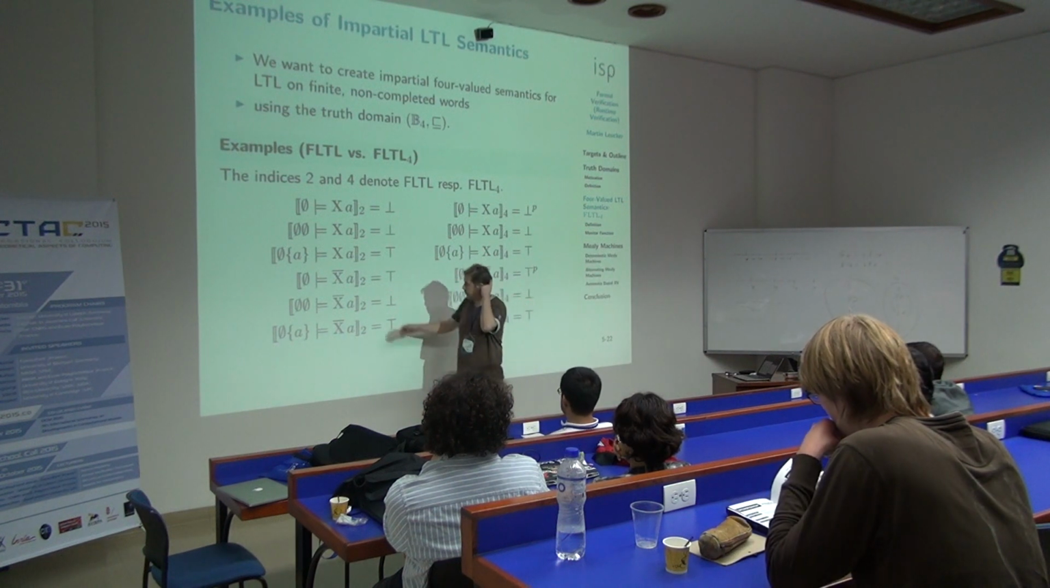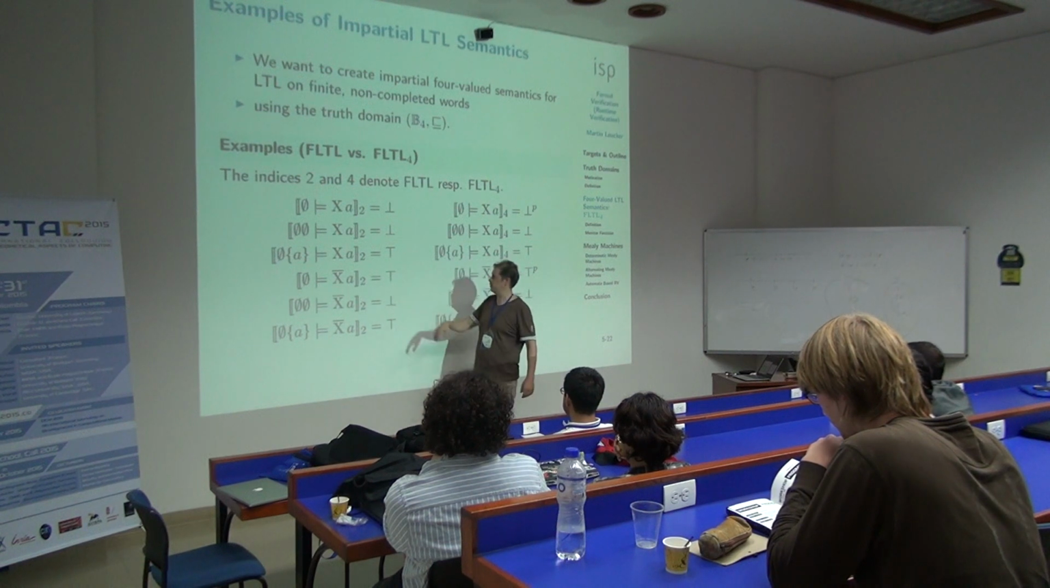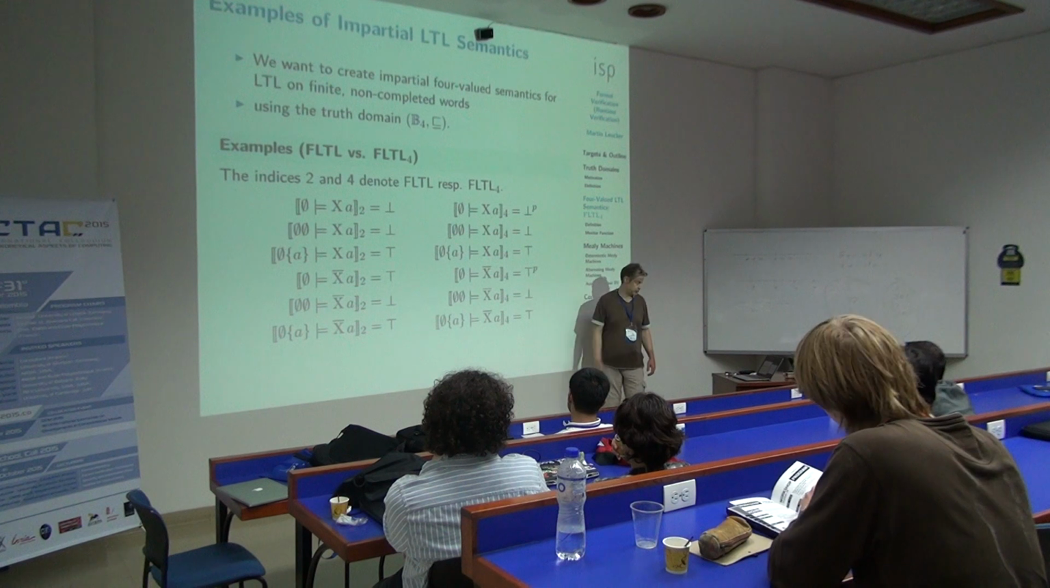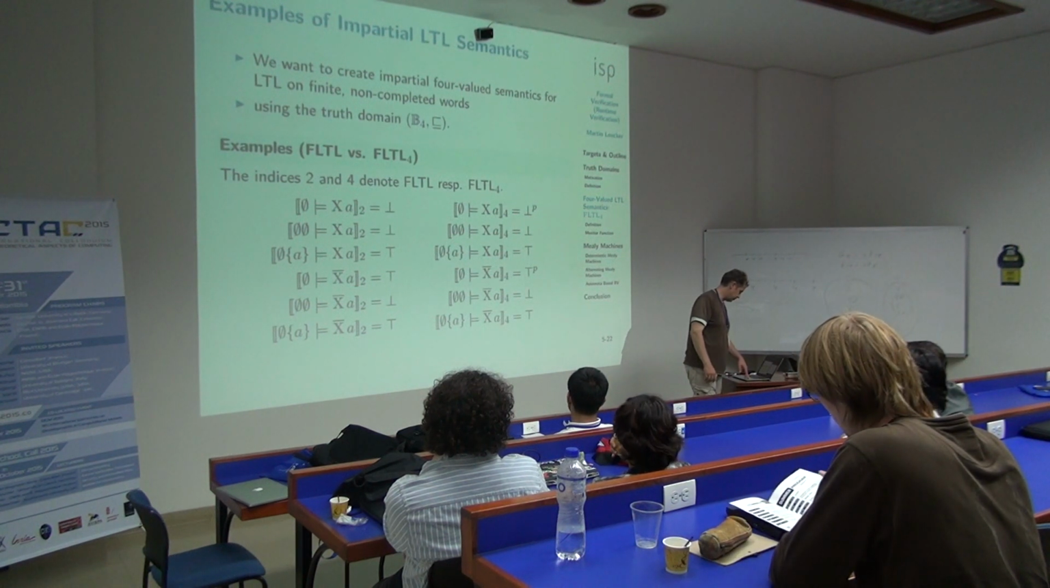And for the weak next operator, it's similar. Here nothing comes after the first letter, so we would go for true. But in the four-valued setting, we go for presumably true. Now, how can we create such a semantics?